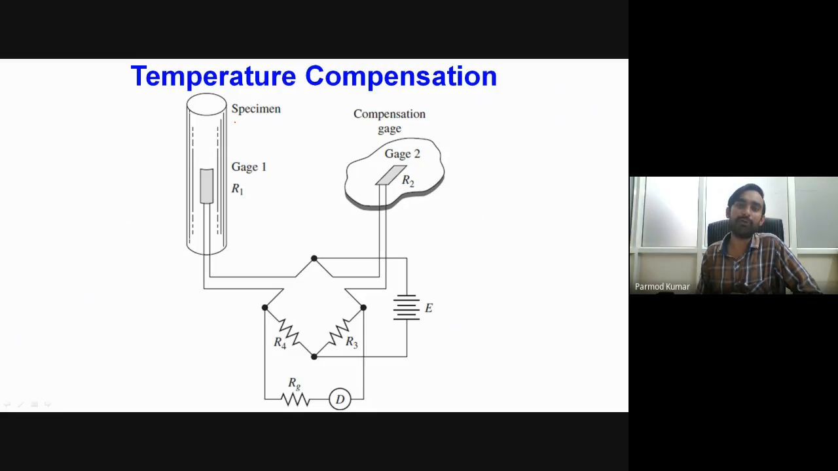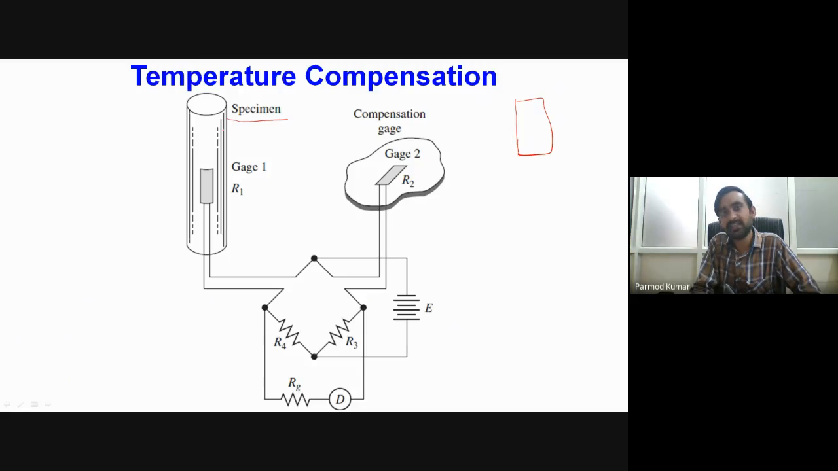Okay, so in order to avoid this, what is basically done, we don't go for any mathematical analysis in order to include the effect of the temperature. Rather, one more practical strategy is employed. So what is basically done, a replica of the specimen where we want to measure the strain is actually taken. Okay, so for example, this is our specimen. So we take a replica of that specimen. That need not be of the same dimension. So it may be of a smaller dimension.